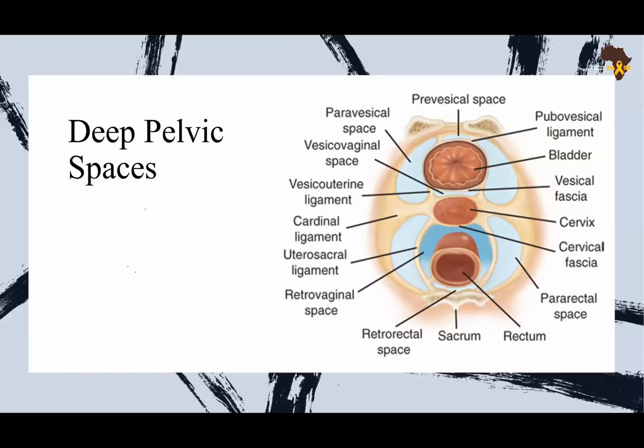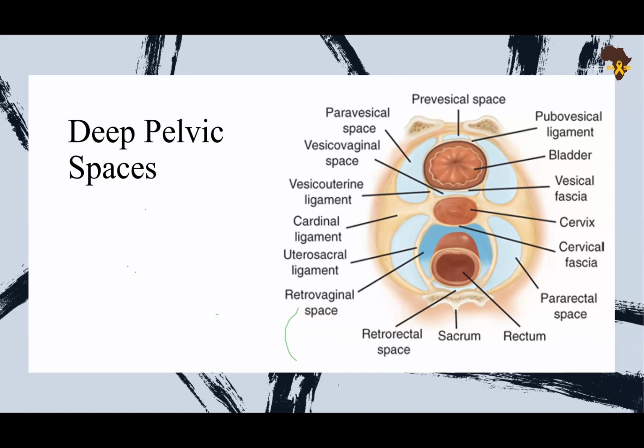We move further now into spaces. It's important to know that to be able to get into this area, the retroperitoneum, you are going to be operating between vessels, nerves, lymphatics, and also the major structures like the ureter.